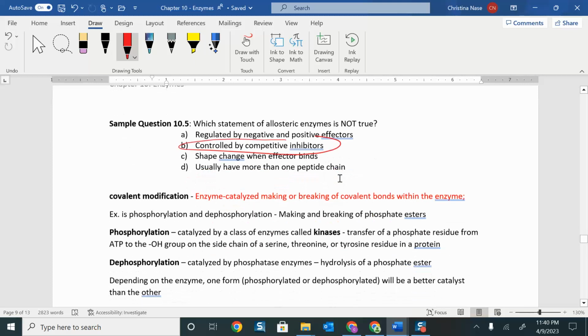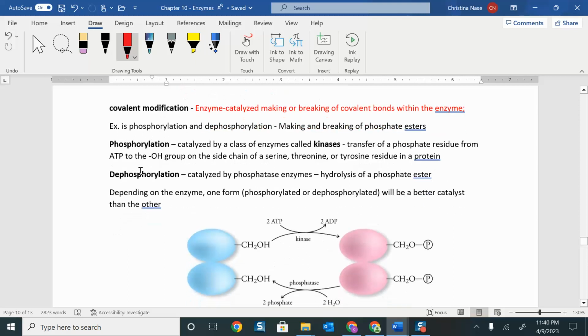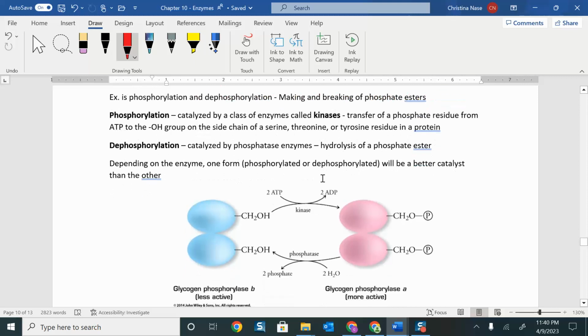So covalent modification is when you have an enzyme-catalyzed making or breaking of covalent bonds within the enzyme. So we'll see this a lot with phosphorylation and dephosphorylation. So that's the making and breaking of phosphate esters. So down here we have this enzyme. This is the less active form, and this is the more active form. And you can convert between these two forms of the enzyme.